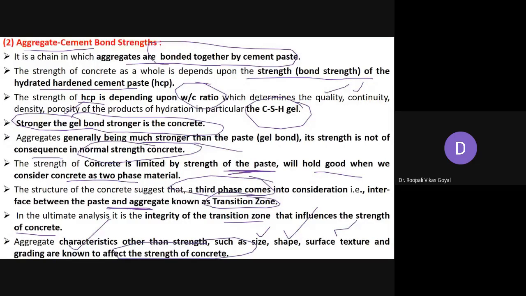Okay, so in this particular part we have learned all the different factors which affect the strength of concrete, and how the water cement ratio, gel formation, time aspect, and temperature aspect are all very important whenever we are considering the strength of concrete. So thank you very much.